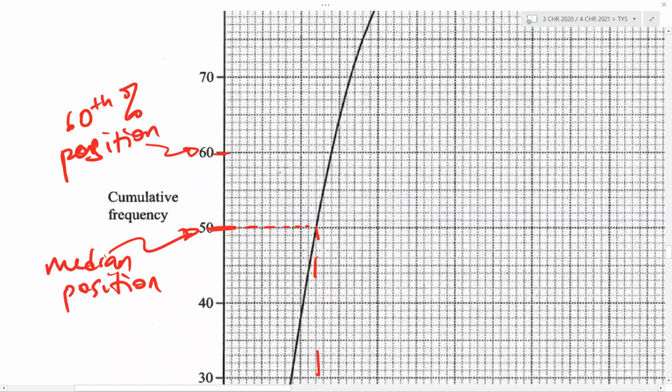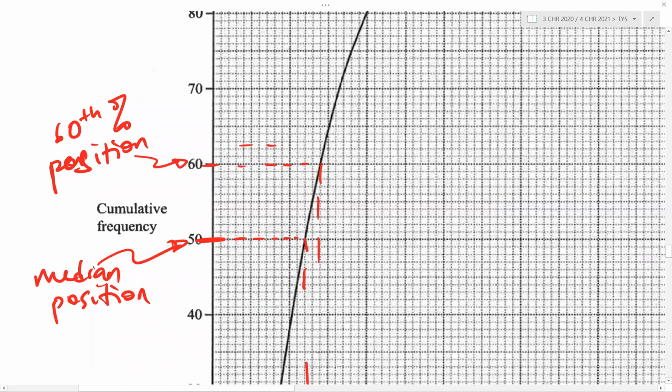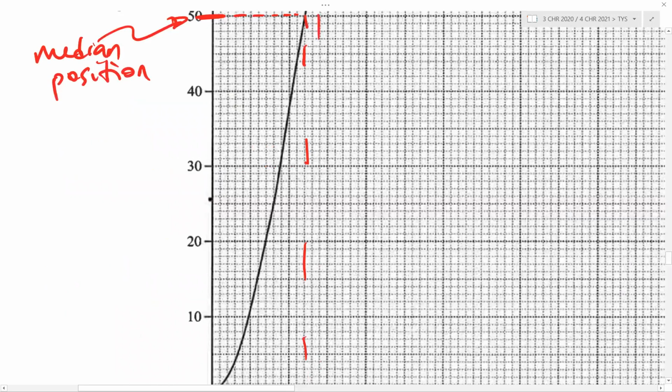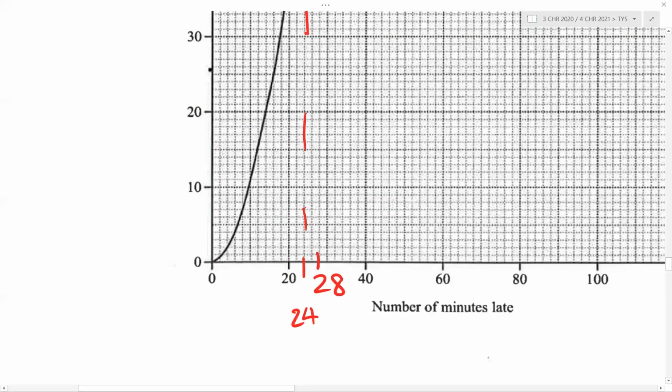So find the value. The 4th square. So this has a value of 28. 60th percentile is 28 minutes.